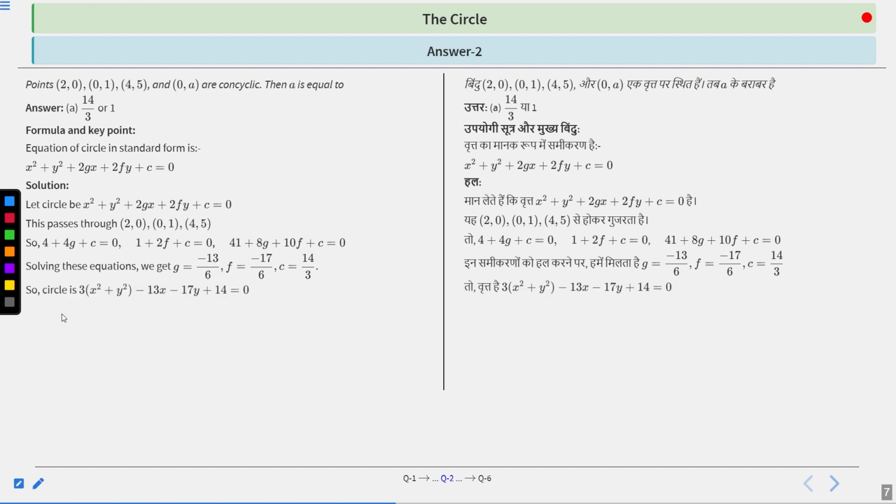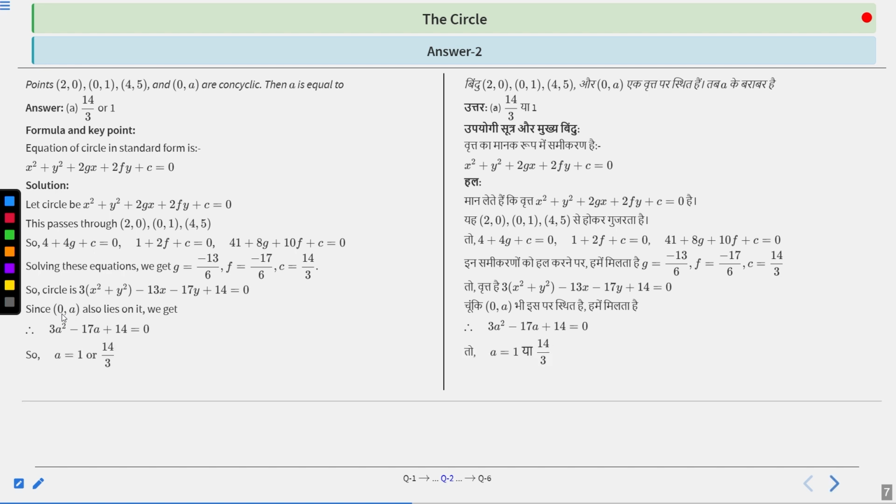Got it? So the equation of the circle is 3 times (x square plus y square) minus 13x minus 17y plus 14 equal to 0. Now since (0, a) also lies on the given circle, we will get 3a square minus 17a plus 14 equal to 0 by putting the values of 0 and a. Right? Now after solving this, you will get a equal to 1 or 14 by 3. Clear? So option A, 14 by 3 or 1, is the right answer. Got it?